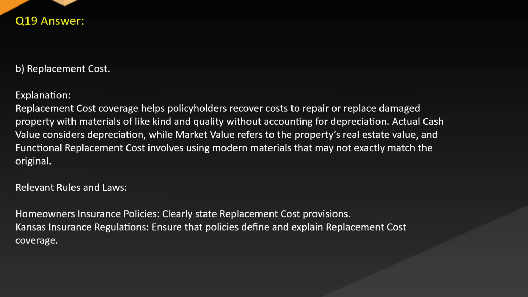Answer. B. Replacement cost. Explanation. Replacement cost coverage helps policyholders recover costs to repair or replace damaged property with materials of like kind and quality without accounting for depreciation. Actual cash value considers depreciation, while market value refers to the property's real estate value, and functional replacement cost involves using modern materials that may not exactly match the original. Relevant rules and laws. Homeowners insurance policies clearly state replacement cost provisions. Kansas insurance regulations ensure that policies define and explain replacement cost coverage.